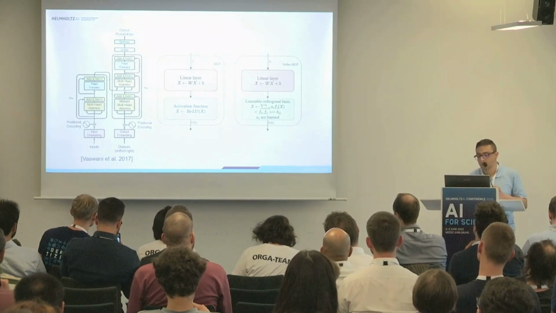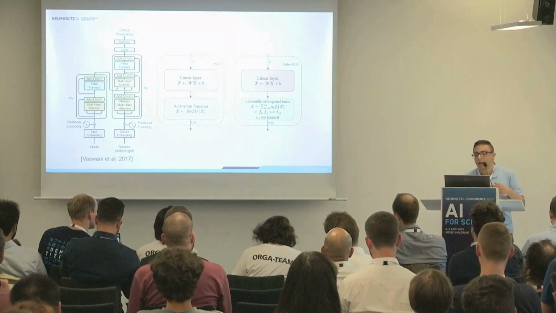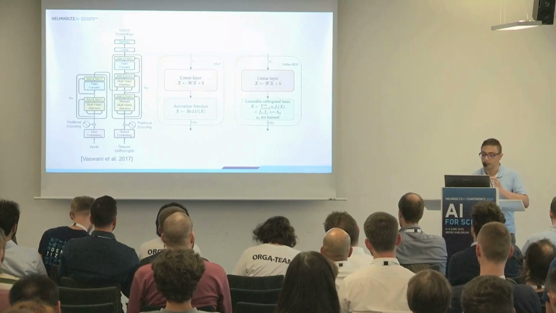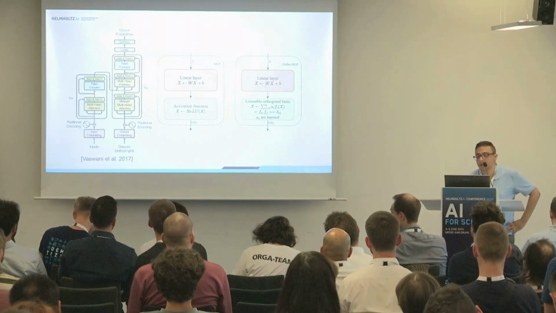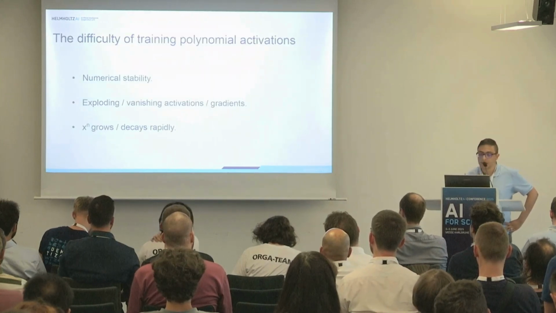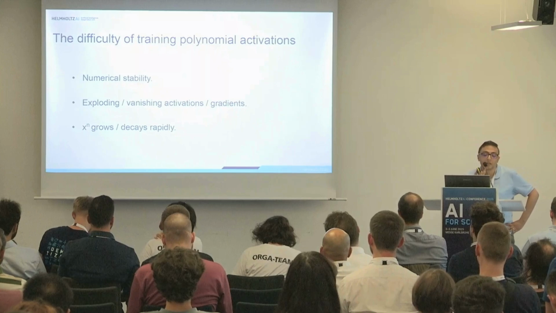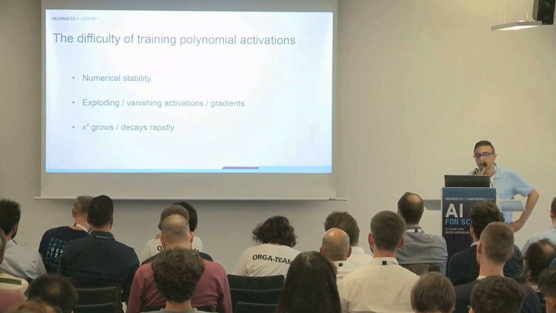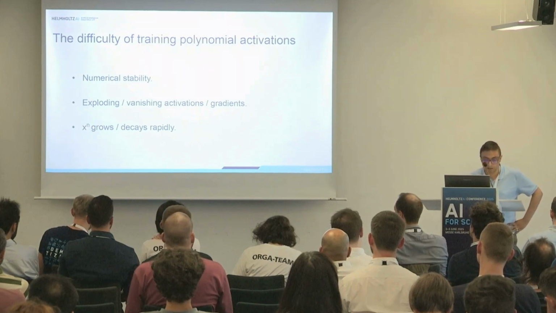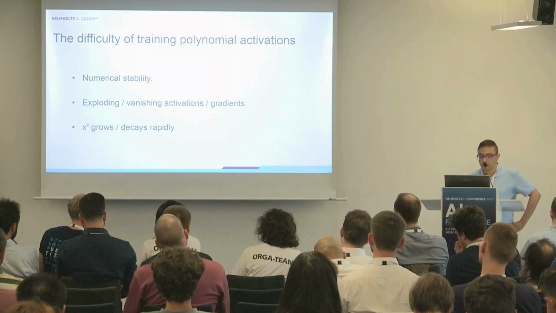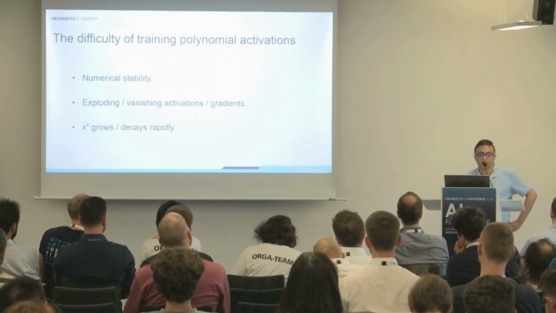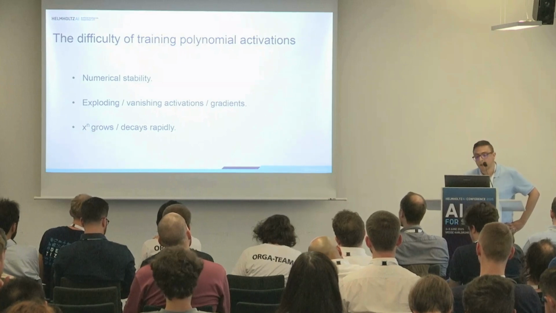So in what follows, we will explore learnable activations decomposed in an orthogonal basis. Training with polynomials and trigonometric polynomials is sometimes difficult. Why is this? Mainly due to numerical instability. If you have a term like x to the power n, this could lead very rapidly to explosion or to decay very rapidly.